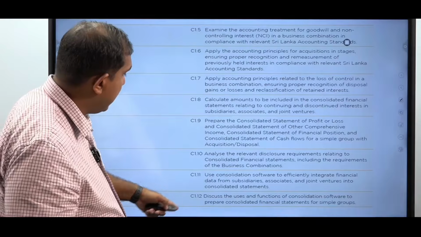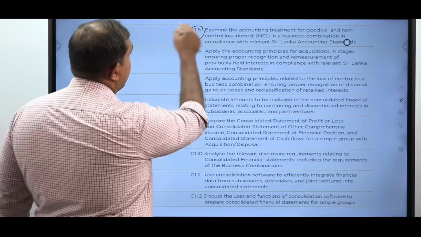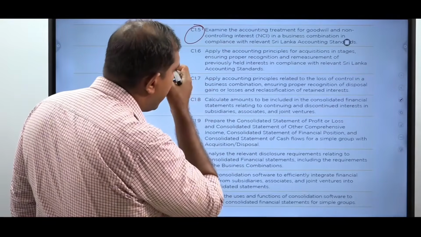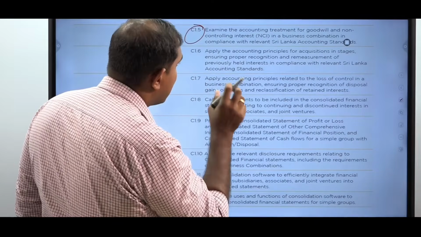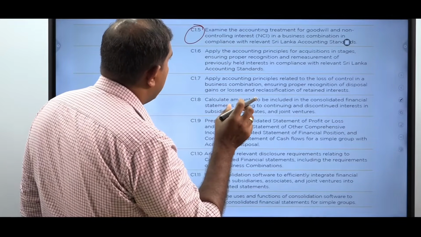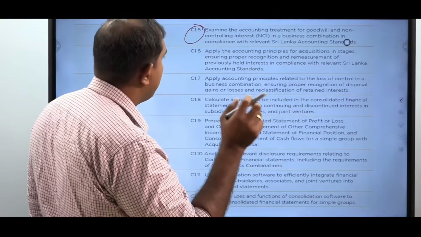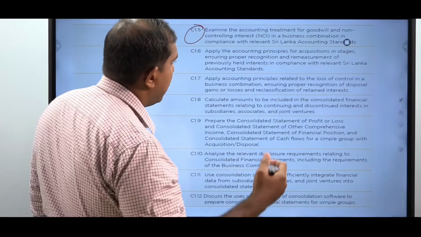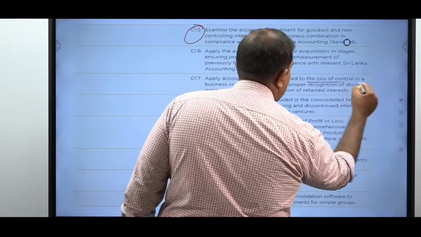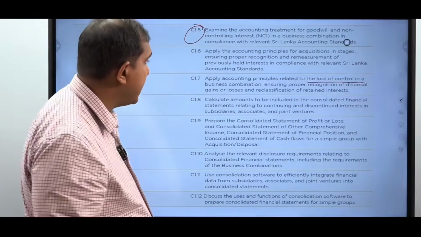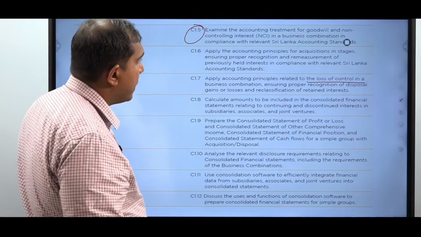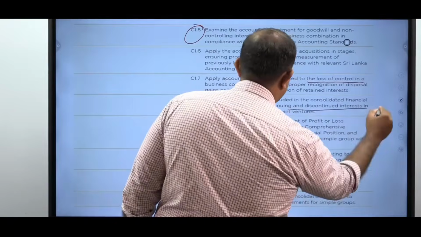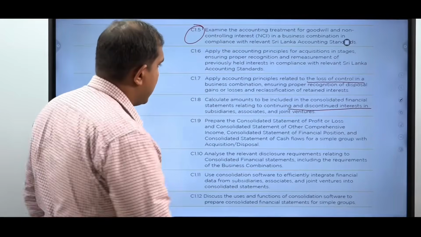Then in this slide you can see 1.5, goodwill calculation and NCI. Then acquisition stages, ensuring proper recognition and measurement of previously held interest, compliance with relevant accounting standards, loss of control, that means disposal of subsidiary, then consolidated financial statements, continuing and discontinuing interest, subsidiaries, associates and joint ventures.